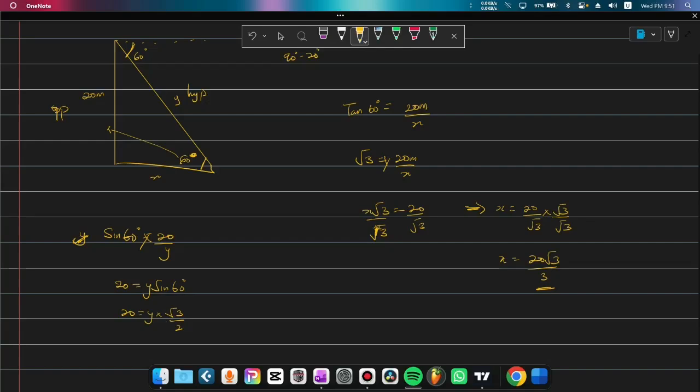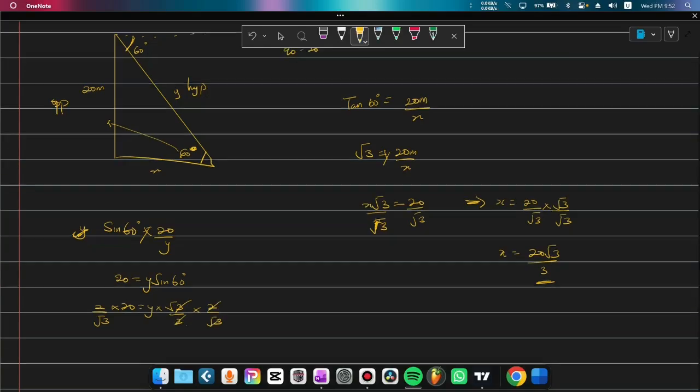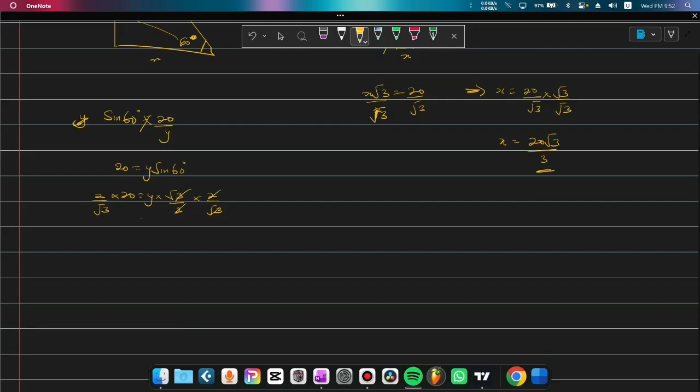Are we good? Now I want y to stand alone. An easy way you can do it is to multiply both sides by 2 over root 3, the inverse of this. So we cancel this out. Do you understand this? Root 3 we cancel root 3, and 2 we cancel 2. It's simple maths. Did you get it? So I multiply both sides by 2 over root 3, which becomes 2 times 20, which is 40. Which takes us to 40 over root 3 is equal to y.